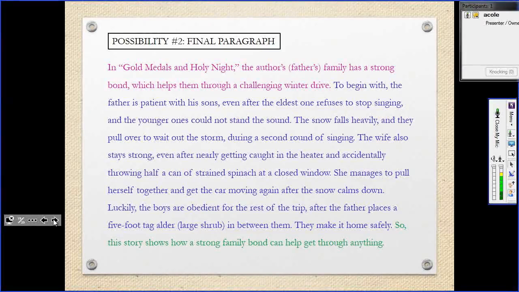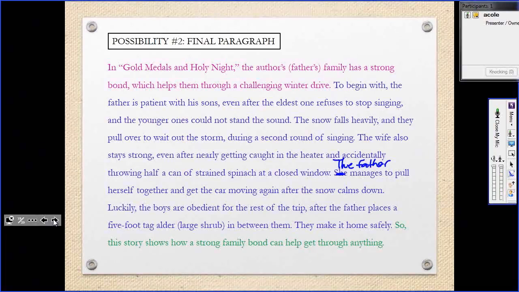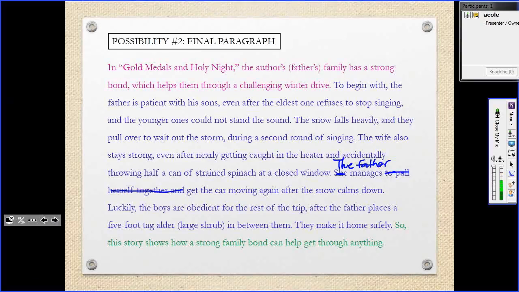Okay. So instead of she, right, maybe say the father, right? The father manages to get the car moving again after the snow calms down.